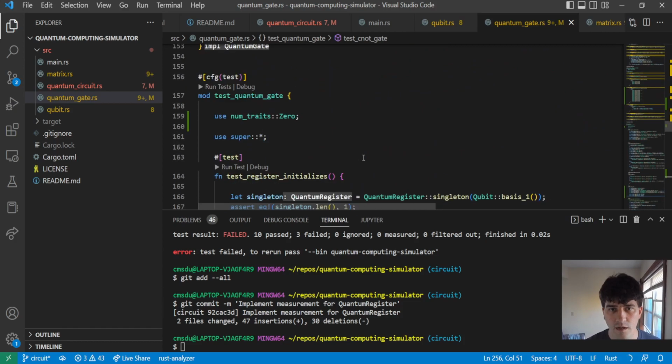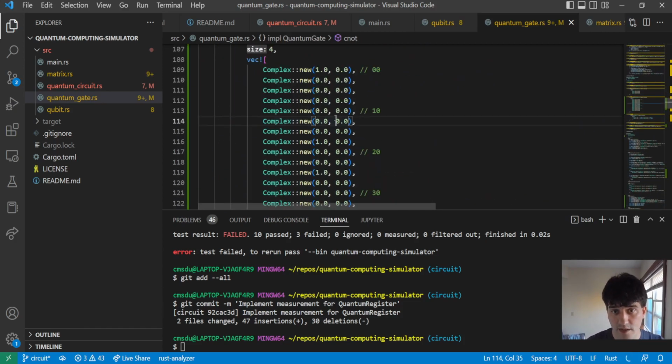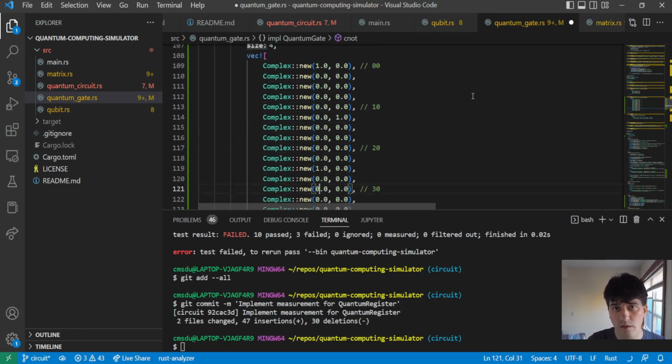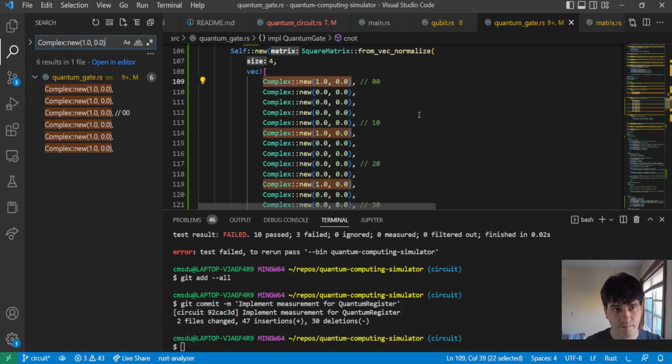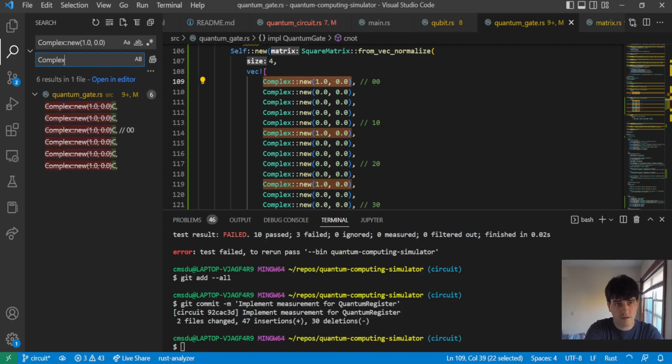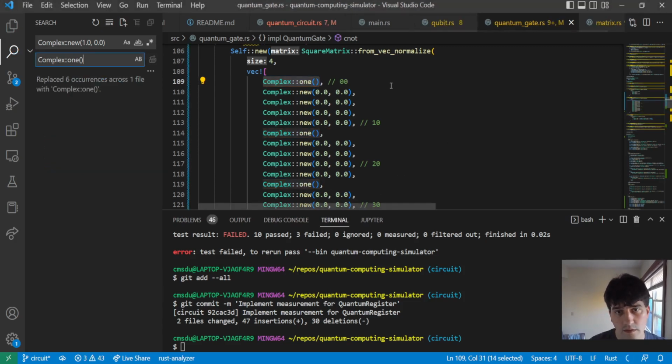Okay. And this doesn't seem right. It seems like this should be a 1. This should be a 0. This should be a 1, and this should be a 1. Whoops, almost. We don't want an I, we want a 1. Okay. And actually, I'm going to go ahead and replace this with complex 1. And we can replace this with complex 0.